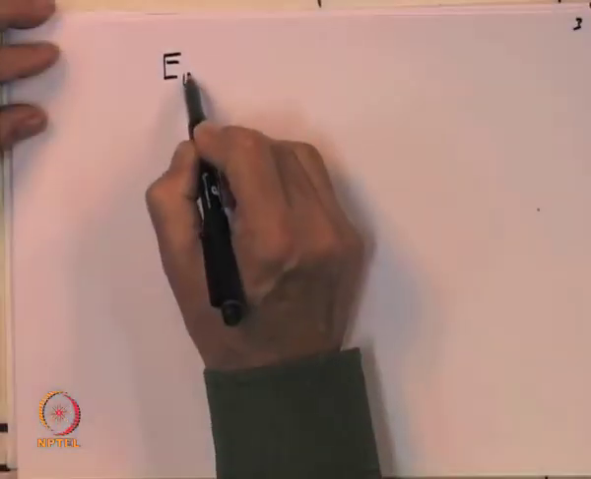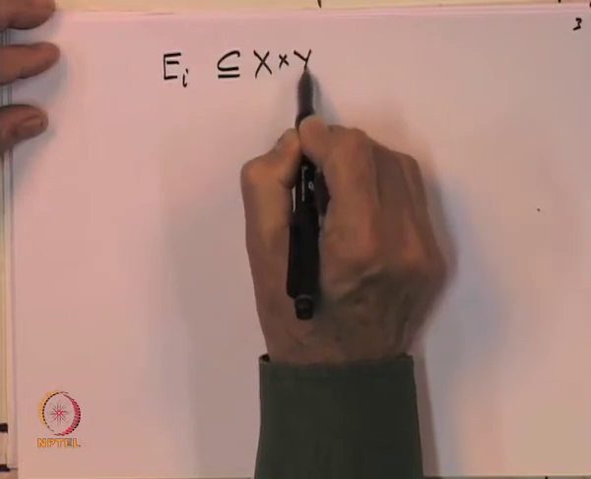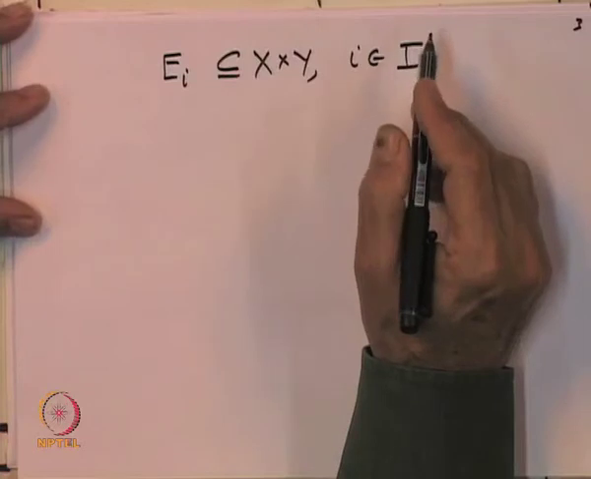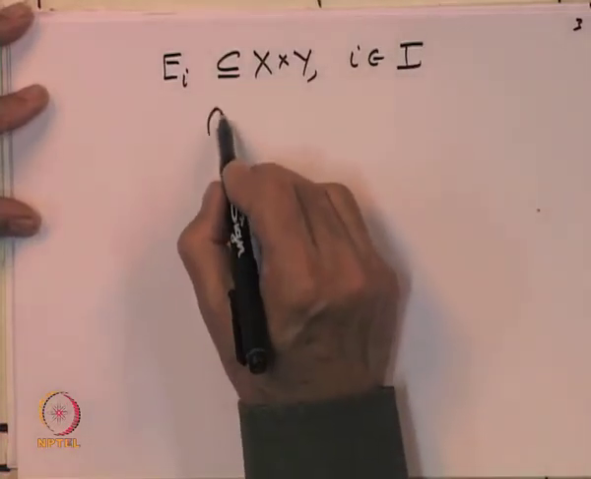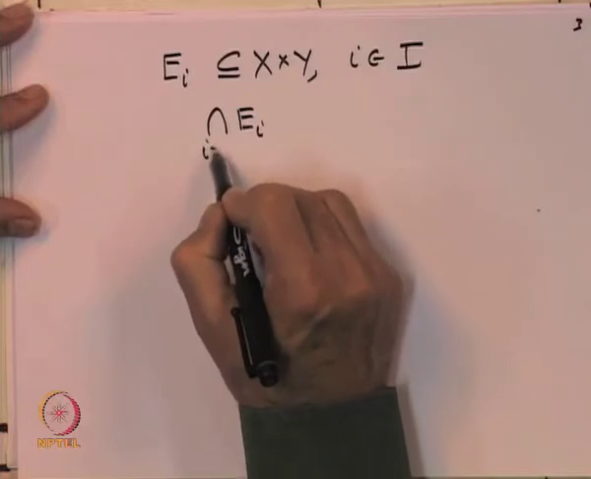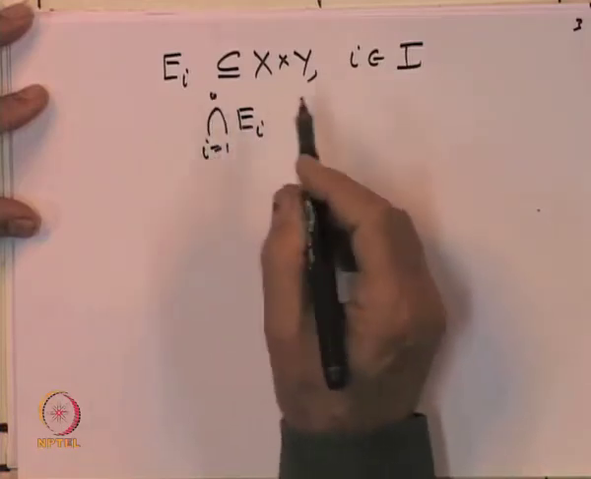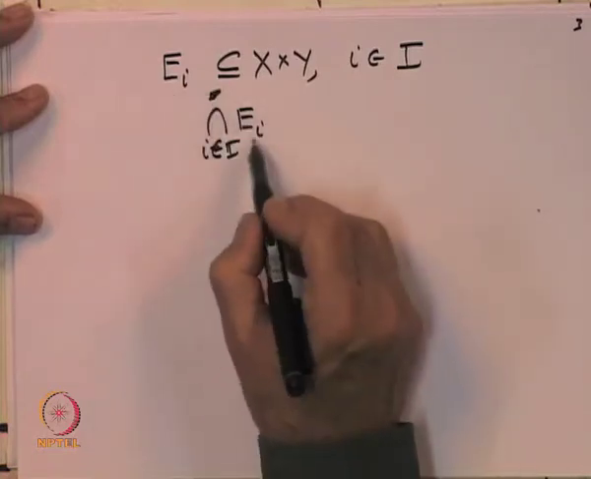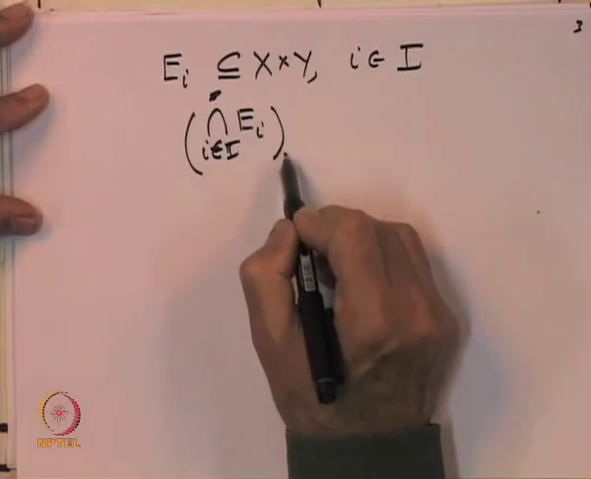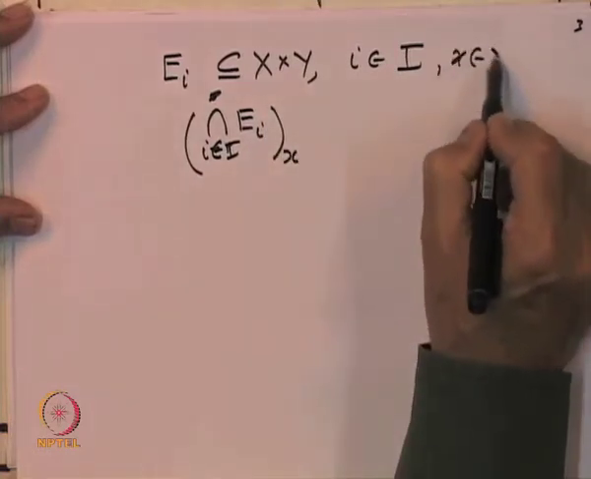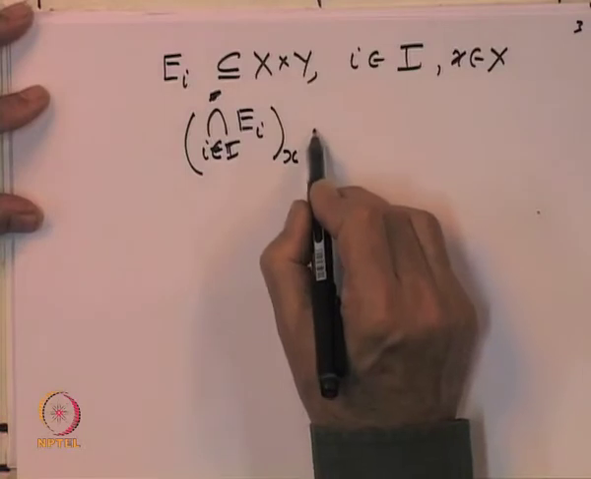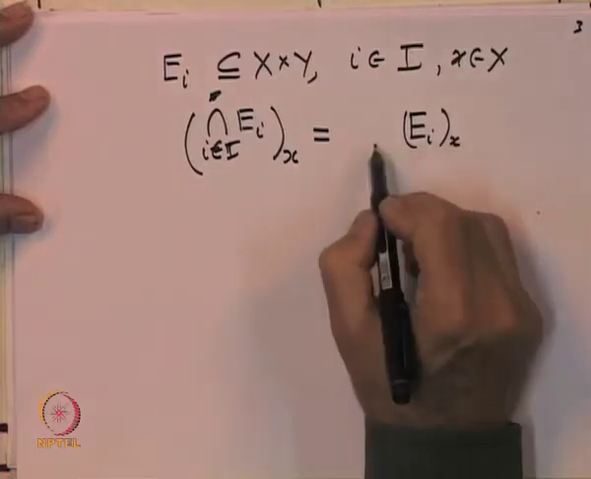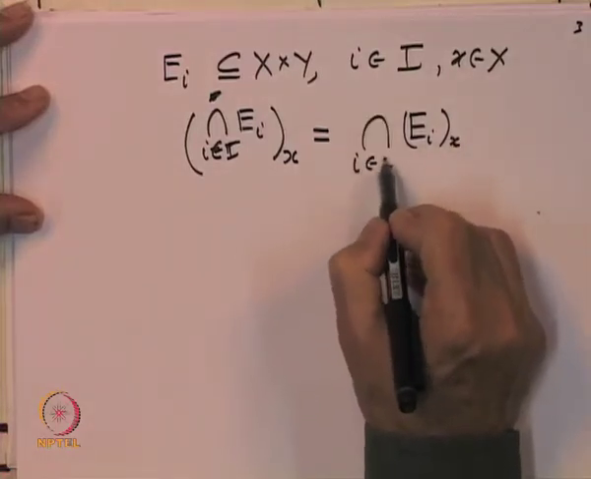So, E i's are subsets of x cross y, i belonging to some indexing set I. So, we want to take the intersection of the sets E i, i belonging to I. Look at the intersection of this family E i's and then take its section at a point x. So, let us take a point x belonging to x. We want to compute and show that this is same as first take the section of every set E i at x and then take the intersection, i belonging to I.